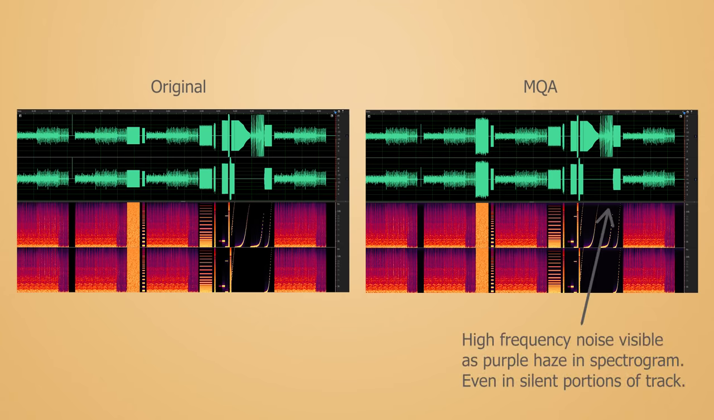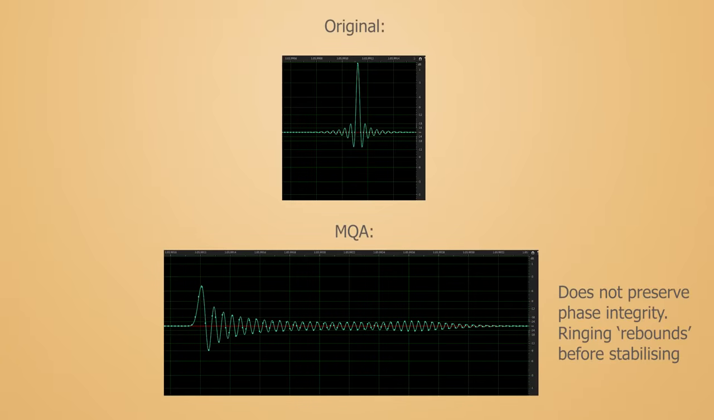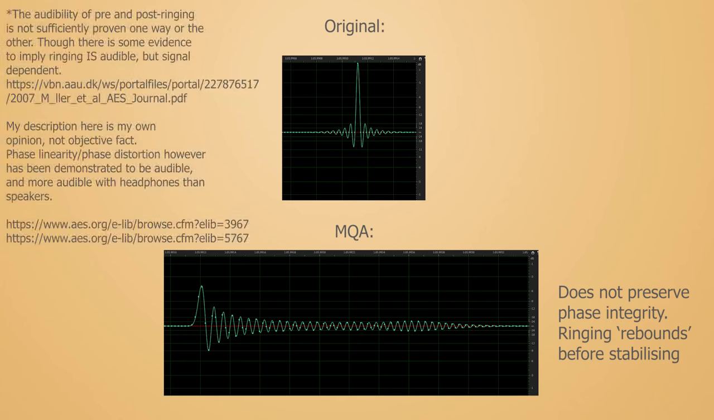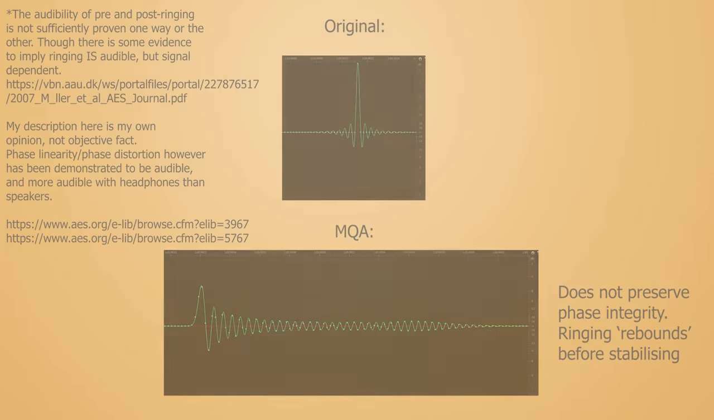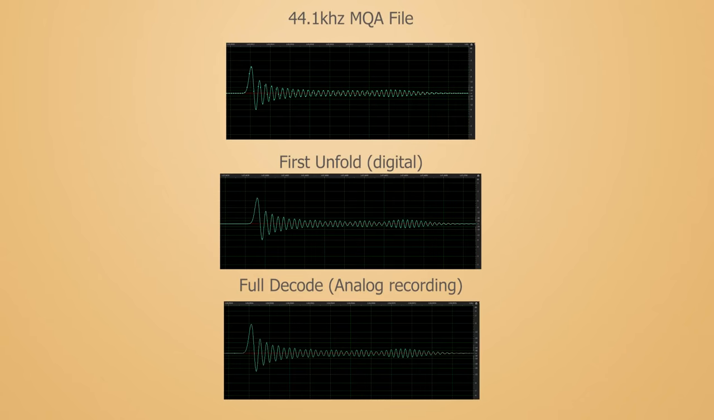And there is more high frequency noise compared to the original, even in what should have been silent portions of the track. Looking in at the impulse response inside the file, this showed a minimum phase ringing pattern, which also did not decay linearly. Minimum phase filters have the advantage of not having any pre-ringing, which means that transients can sound snappier or faster. However, it has the disadvantage that different frequencies move through the filter at different speeds, and this can throw off musical elements that rely on multiple frequencies at the same time, such as timbre. Once unfolded, this problem only got worse.